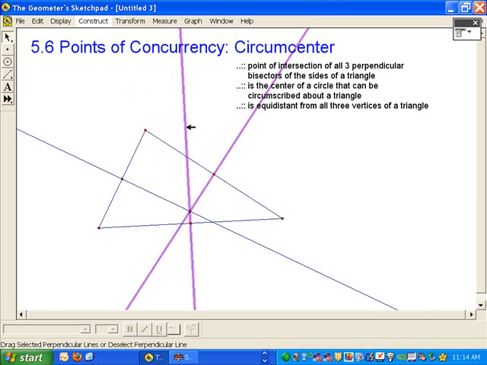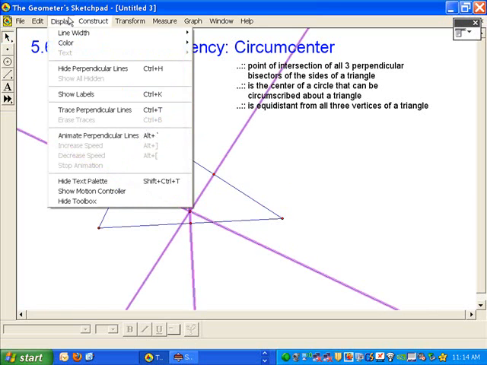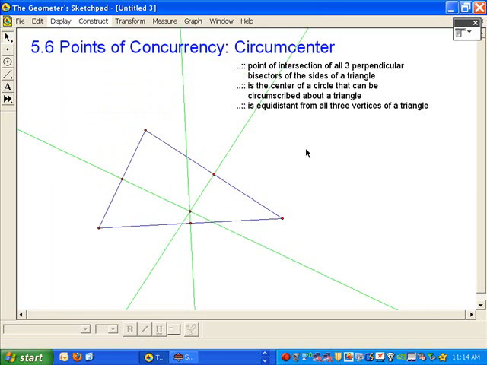And I'm also going to go back in. I'm going to turn these into a lighter color. I'll turn them into greens, so that you can see this point. Now, this point right here is called the circumcenter.